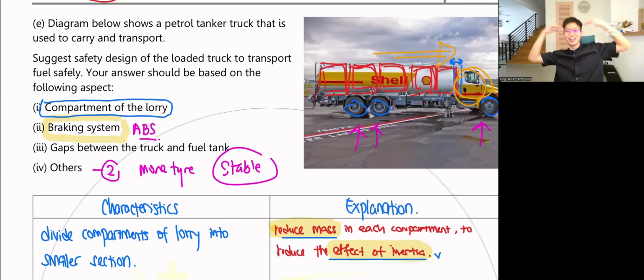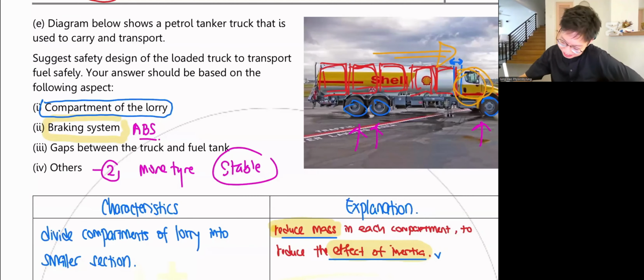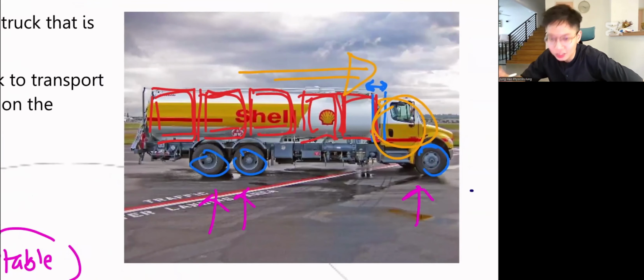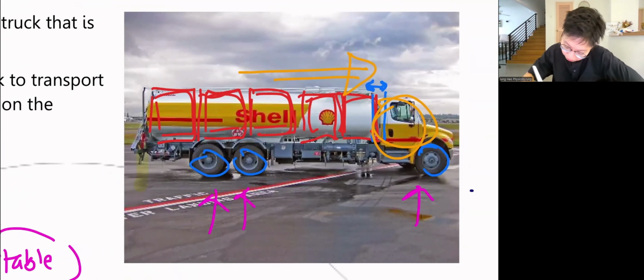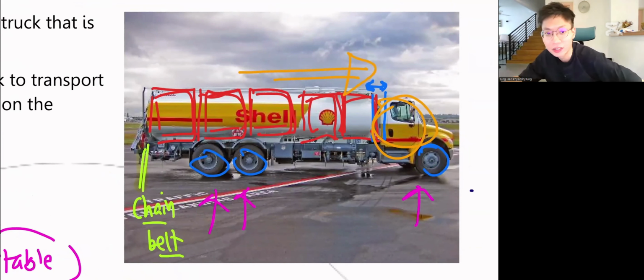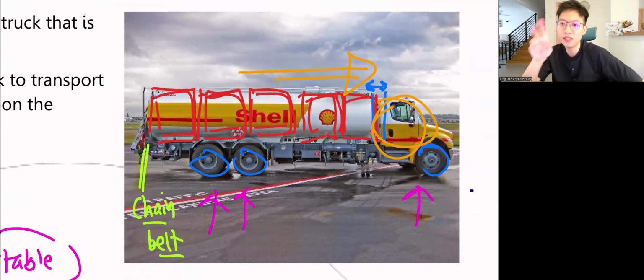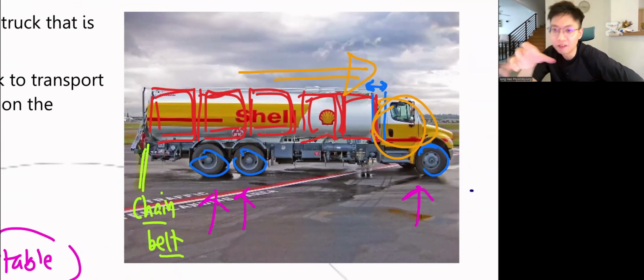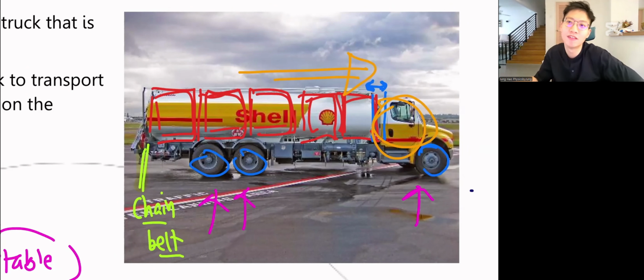We are at our last question already. So, what do we have to add on a petrol tank? When they refill or transfer the petrol, they will put something like a chain onto the ground, or it could be a belt on the ground. Apparently, you learned this in Form 2 before. What is the purpose of the chain or the belt?